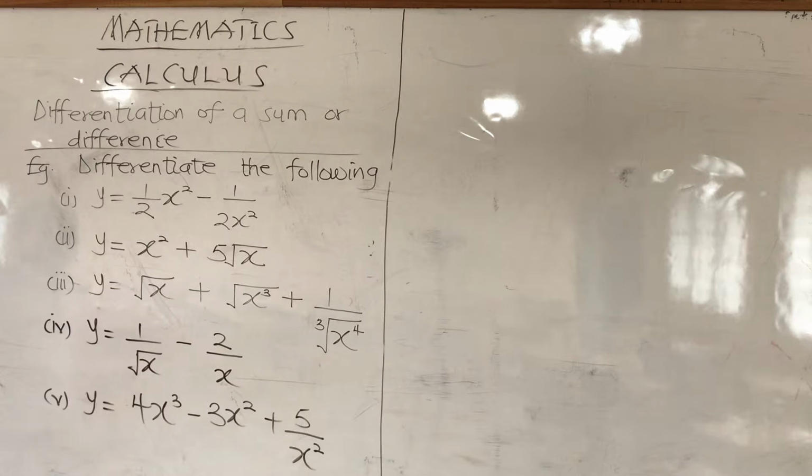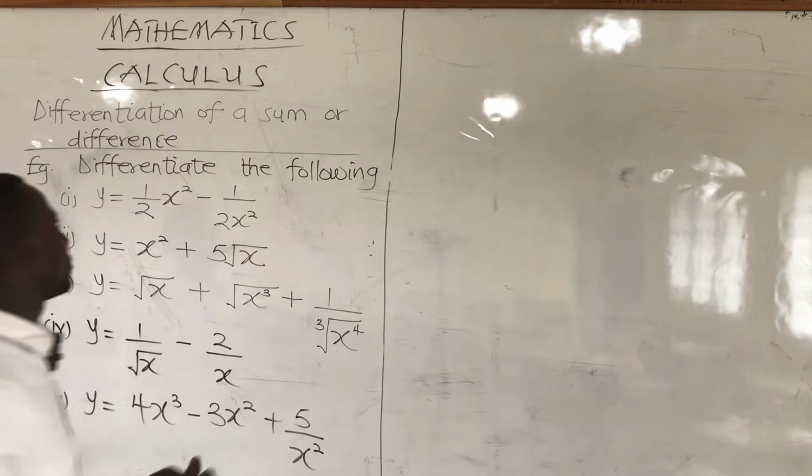Okay, so we have these questions here. Differentiate the following. So the first one is y is equal to half x squared minus 1 over 2x squared.